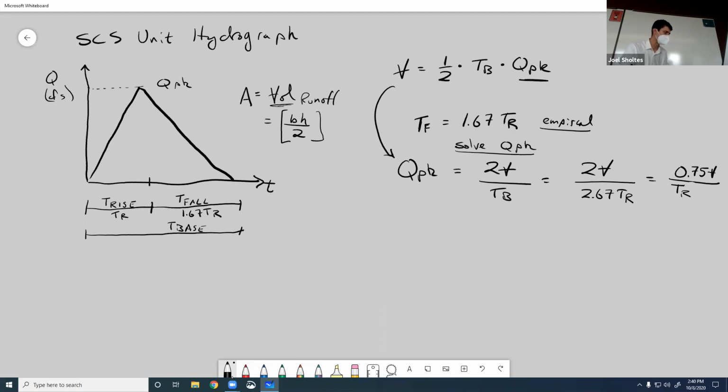Okay, great. So now we're going to turn this into a unit hydrograph, because Q peak has units of CFS. This has units of hours, and in this case, volume just has units of... Let's not worry about that right now. I'm gonna have to get back to that one. Convert to unit hydrograph.